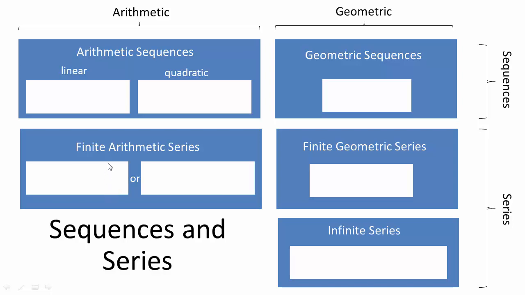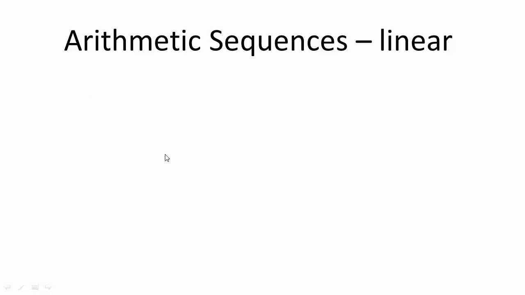Okay, let's get started right away with arithmetic sequences of the linear type, as we're going to be doing here. By the end of this, you will have an equation to put into that block. Let's start with an example. Let's take the example of the sequence 3, 7, 11, 15, 19, and 23.